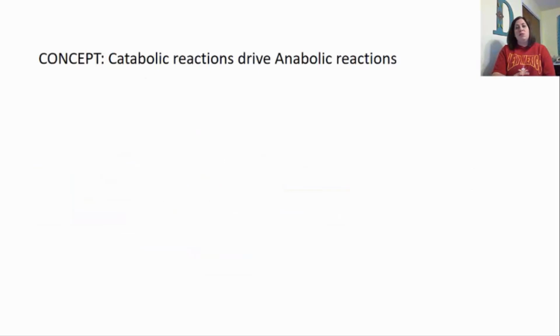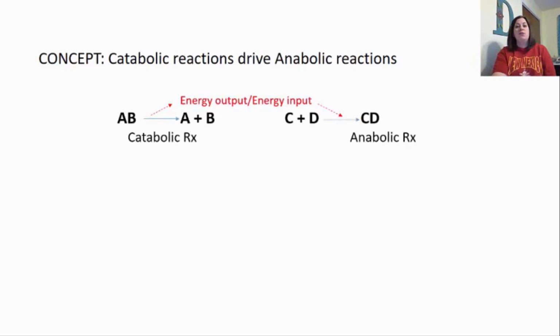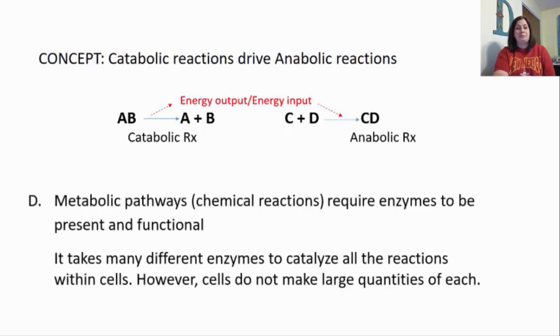So the concept here when we looked at this chart is that catabolic reactions, since they release energy, are going to drive anabolic reactions in order to give energy to build those new substances. So if you look here, the catabolic reaction takes AB and we're going to break it down into A plus B. Energy gets given off. It's an output. We then use that same energy as an input where we take C plus D, and we're going to combine it into CD. All right, so the catabolic reaction is going to drive the anabolic reaction.